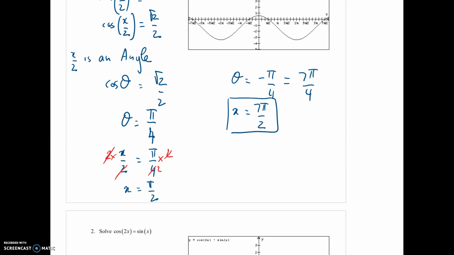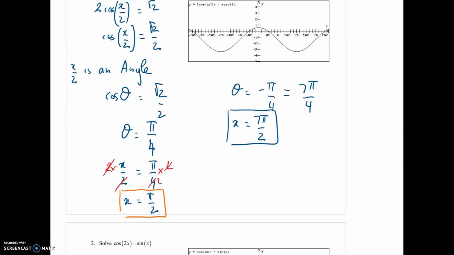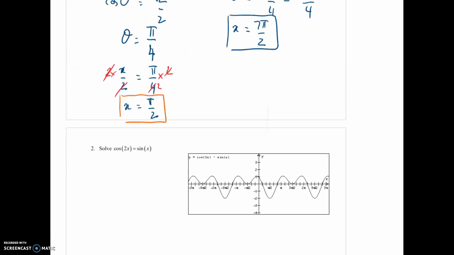When you look at the graph, you can see that at x equal pi over 2 you have a 0, and when you are at x equal 7 pi over 2, you have another 0 right here. Okay? So let's jump to the second problem.